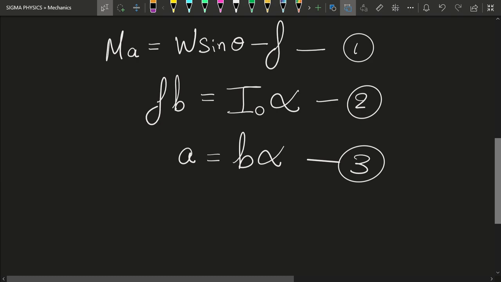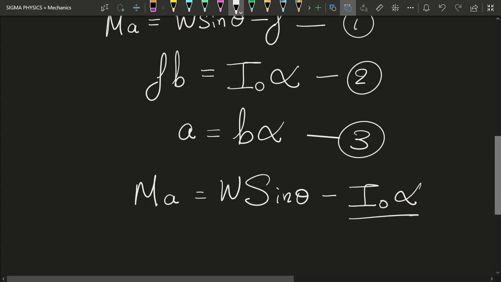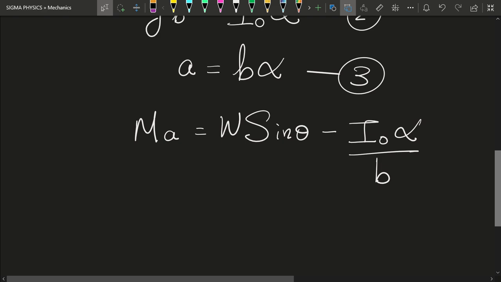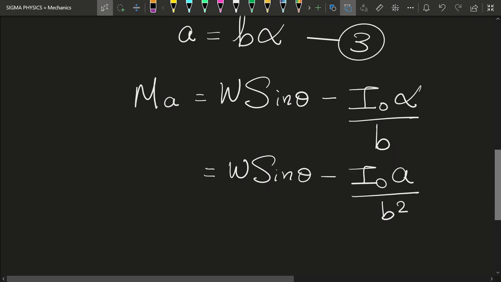So let me first use equation number two in equation number one to eliminate the frictional force F. So we have MA is equal to W sine theta minus F. What is F? F is nothing but I naught alpha divided by b. But what is alpha from equation number three? Alpha is A upon b, where A is the acceleration. So we get W sine theta minus I naught A divided by b squared. Now here W is the weight of the body, which is mg, but I've just written it W so that I don't have to write mg again and again.